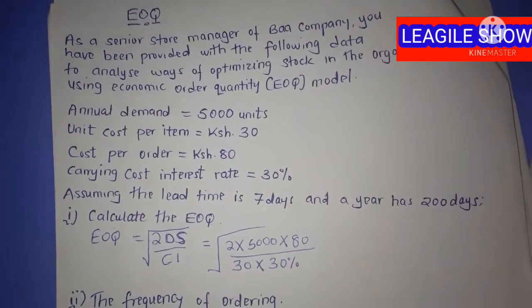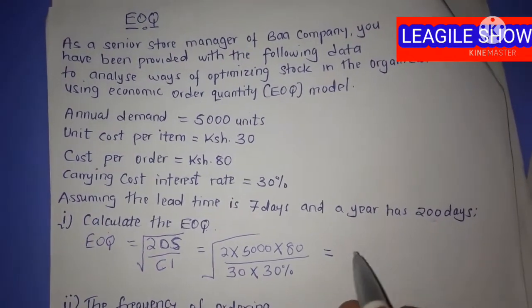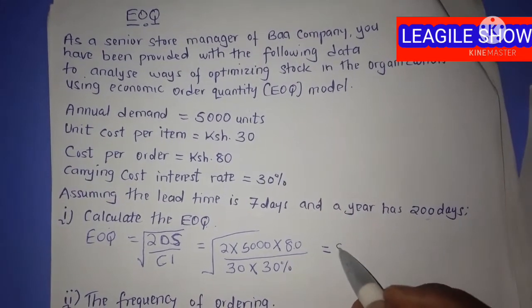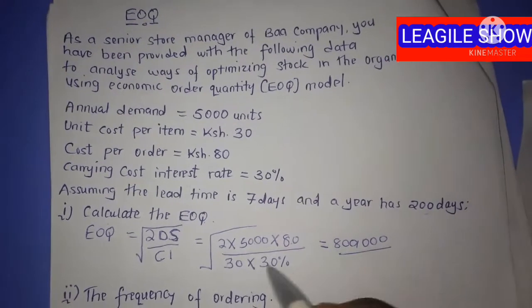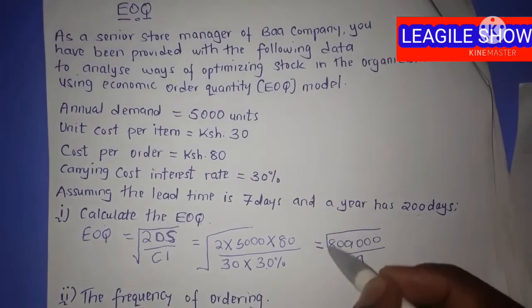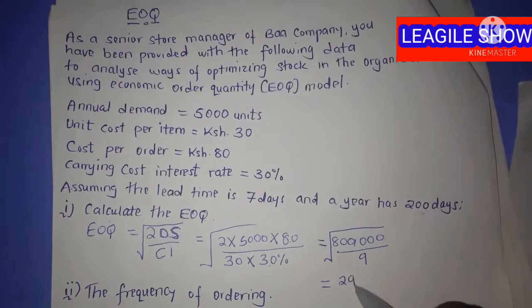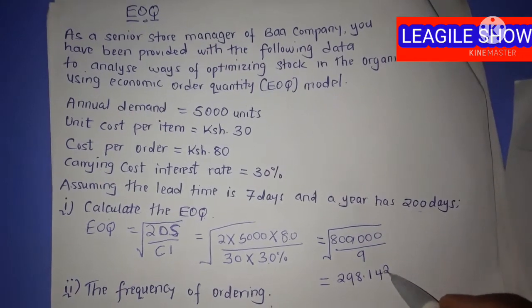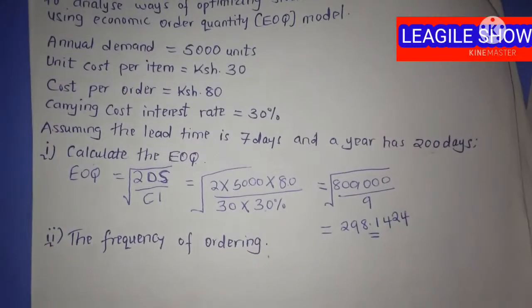So if you feed this into your calculator, that is 2 times 5,000 times 80, we are going to get 800,000 over this one. If you calculate properly, we'll get it to be 9. Then remember, it is in root. So if we solve this, our answer is 298.1424, and this becomes your economic order quantity.